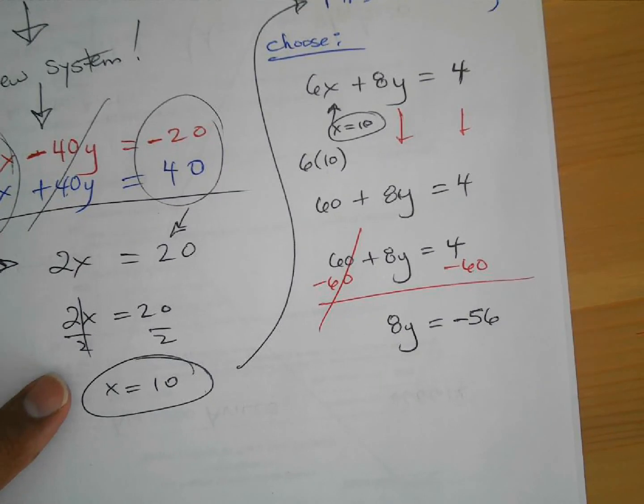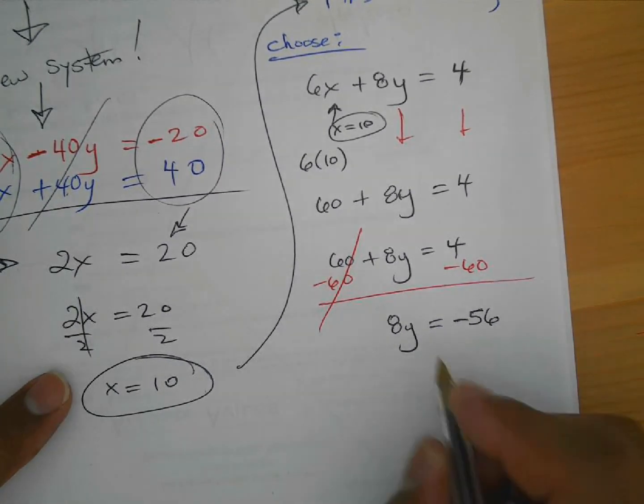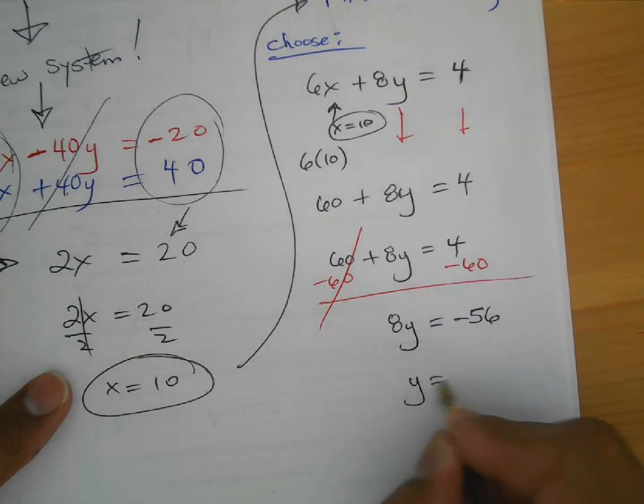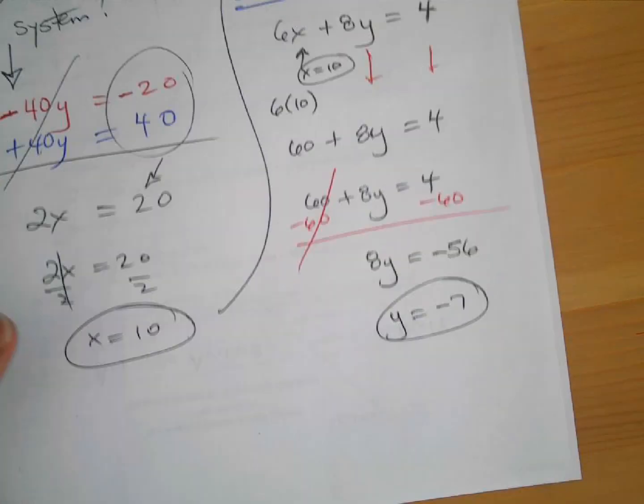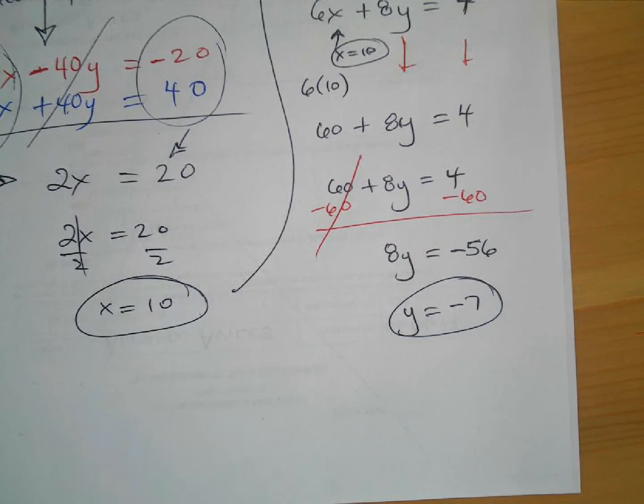Right? Have a calculator. And this is going to work out. Divide by 8, divide by 8. Y is equal to negative 7. All right, good. Like I said, I'm going to give you problems that give you some good integers, some good answers, no fractions. That's the way you do it, guys.